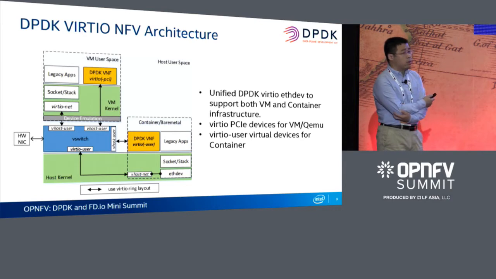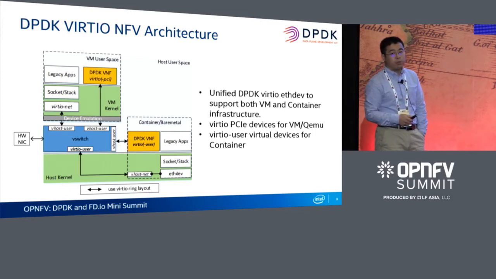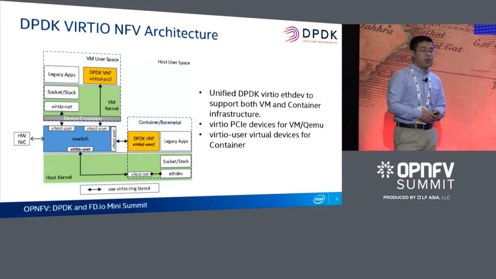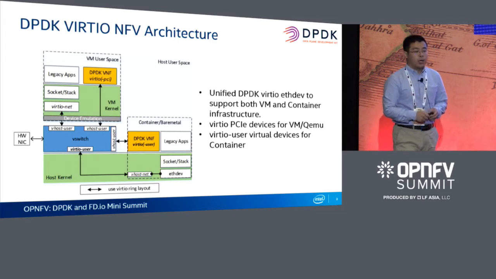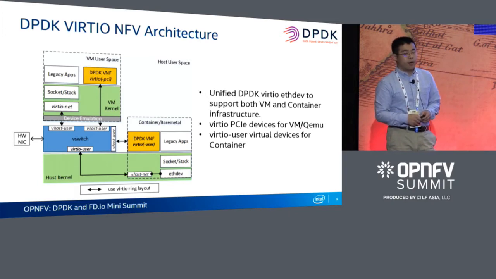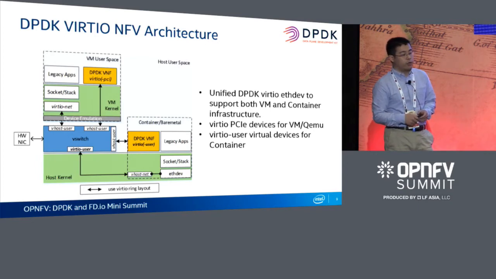And on the other side, starting from 17.02, we support the Virtio interface on the container side. So now you can also run the Virtio PMD in the container, connected with our backend vhost-user to the switch. So from a software interface point of view, no matter whether the virtual appliance runs in a VM or in a container, the API, the PMD, is always consistent, based on the Virtio PMD. The only slight difference is that on the VM side you have the PCIe transport layer, the Virtio PCIe device, while on the container side you just use the DPDK virtual device.